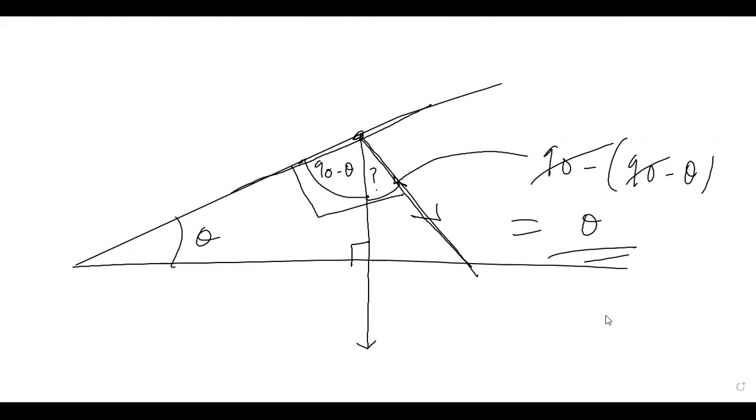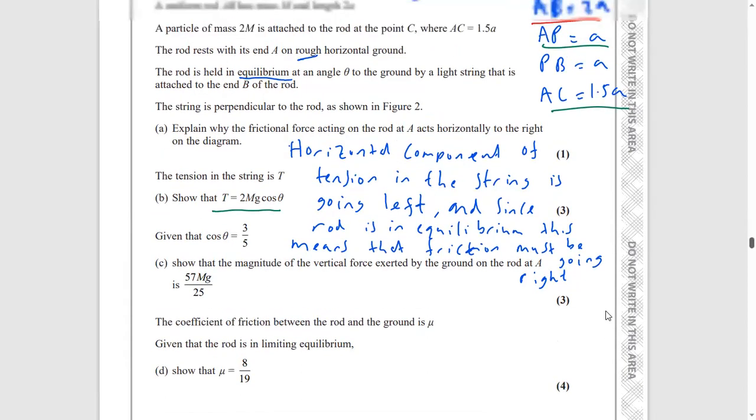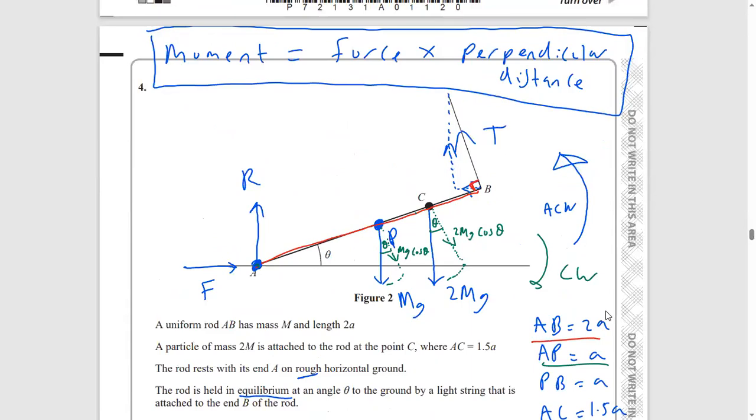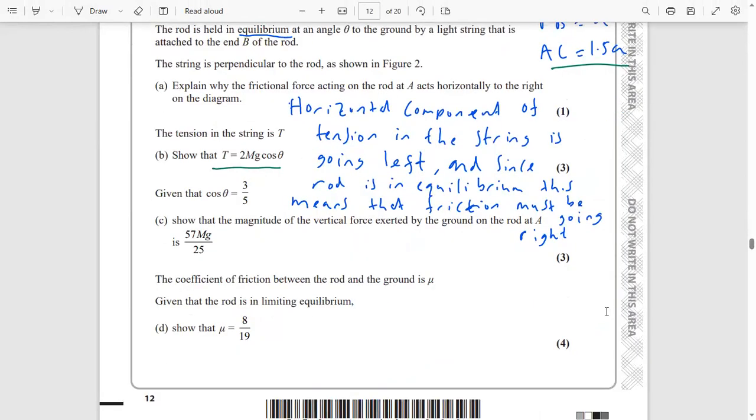But anyway, going back to the question, we've done part A, and we're going to move on to part C now. We're given that cos theta is 3/5. So now we've got to show that the magnitude of the vertical force exerted by the ground on the rod at A is 57mg/25. So it's this R here, this reaction force, that is basically what we want to find in part C. So find the reaction force.